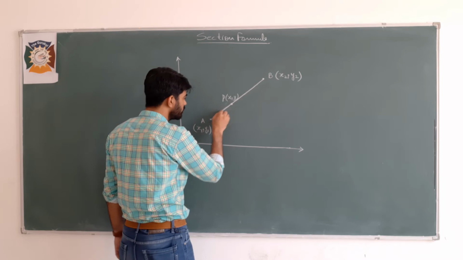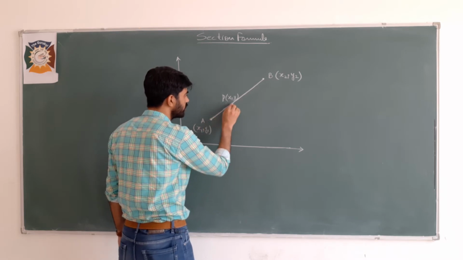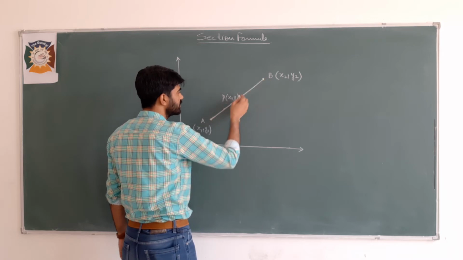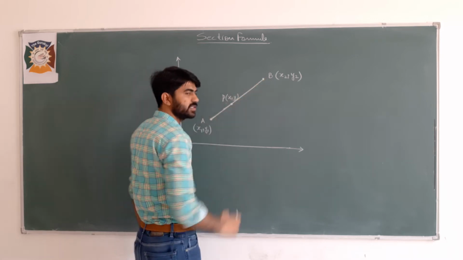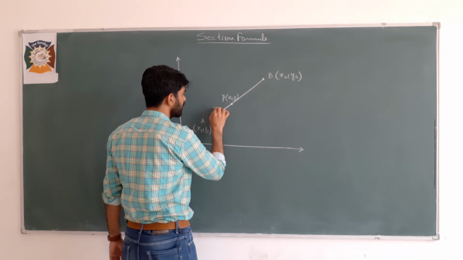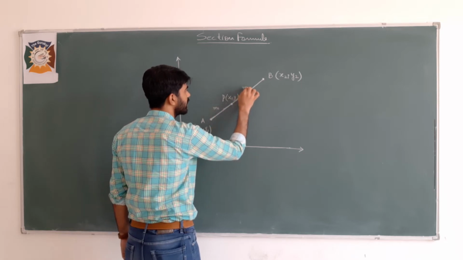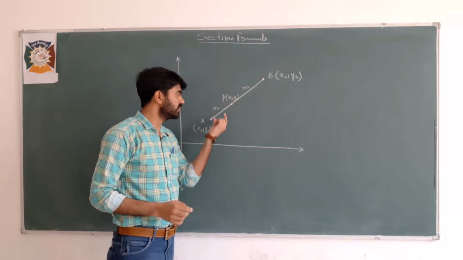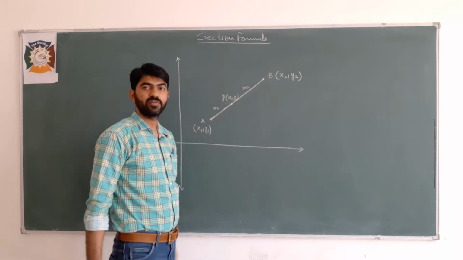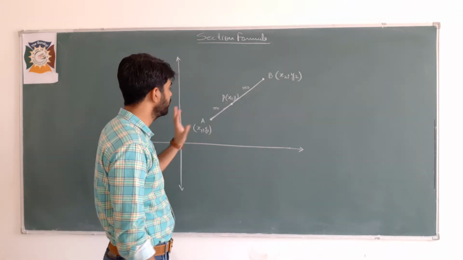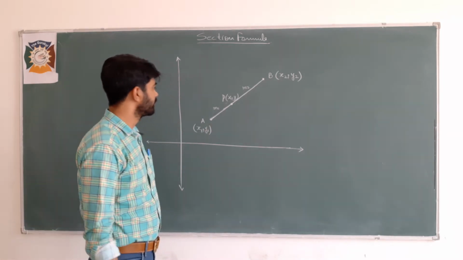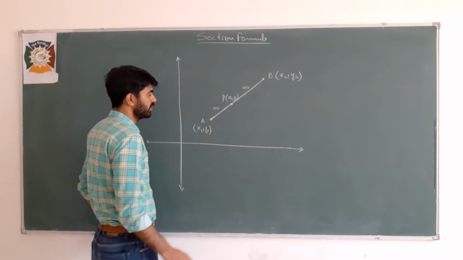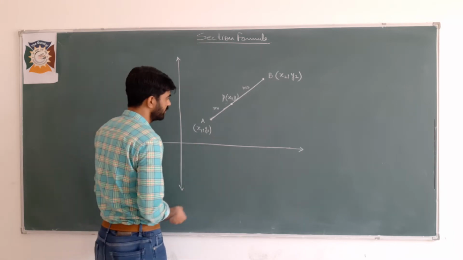So we need to find the ratio in which AB is divided, that is AP by BP. Suppose this is M1 and this is M2. So we need to find M1 is to M2. What ratio is there of M1 and M2? This thing we need to find. For that again we will apply the formulas of coordinate geometry and some simple geometry.